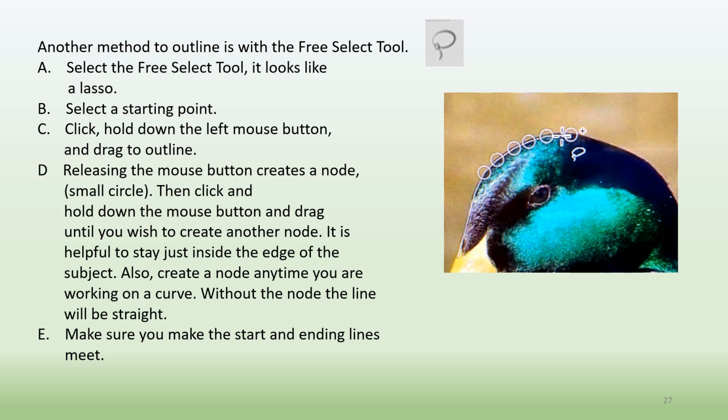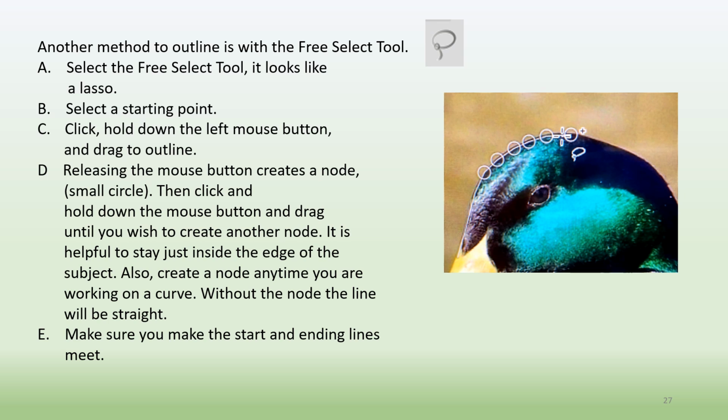Another method to outline is with the Free Select tool. A. Select the Free Select tool. It looks like a lasso. B. Select a starting point. C. Click, hold down the left mouse button and drag to outline. D. Releasing the mouse button creates a node, a small circle.